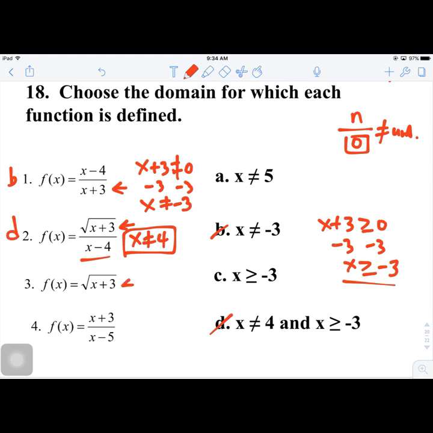And this one is a square root function, which means the only restriction is we cannot have a negative number. So x plus 3 has to be greater than or equal to 0. So the only restriction is x greater than or equal to negative 3. And that would be C. And the last one, since we don't have any square root, we just need to look at the bottom. X minus 5 cannot equal 0, so x cannot equal 5. And that looks like answer choice A. And that is the end of the problem.